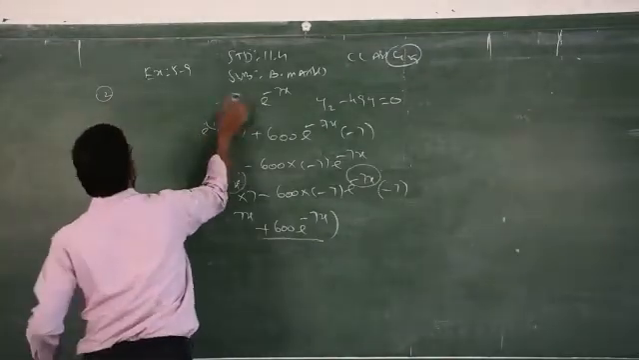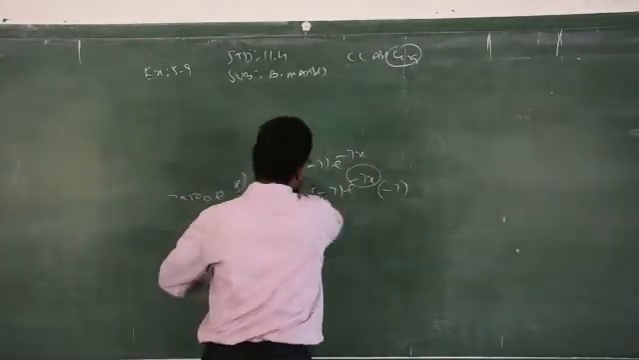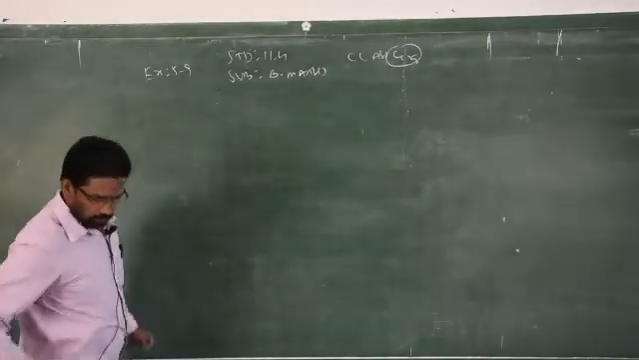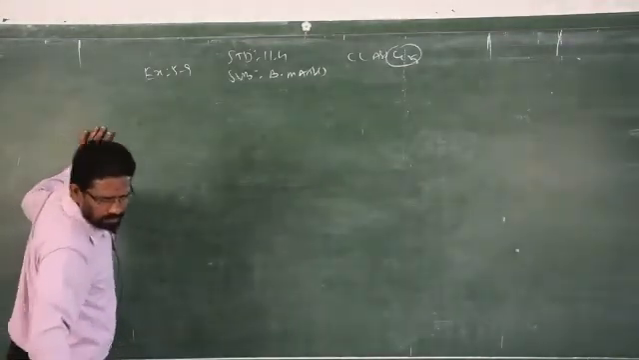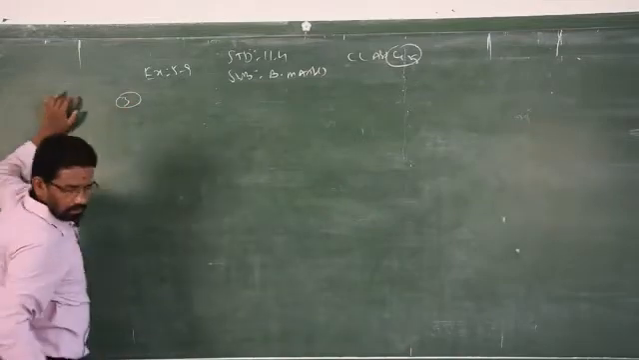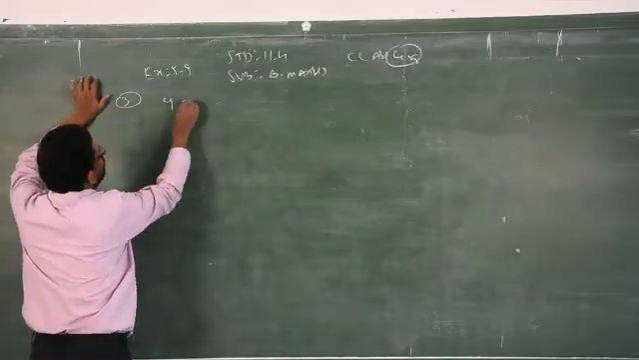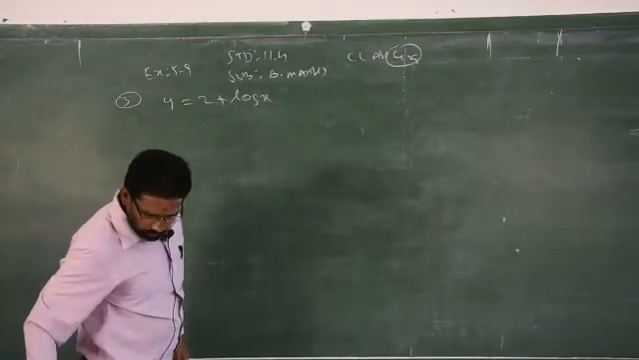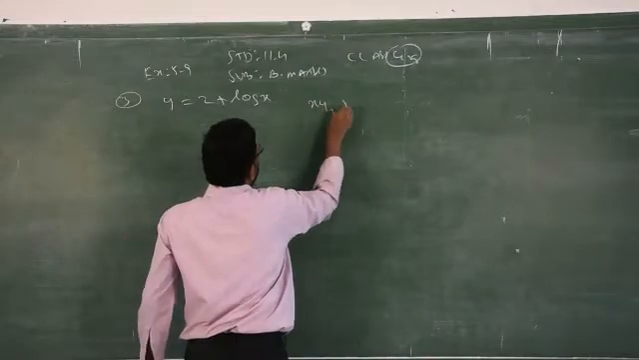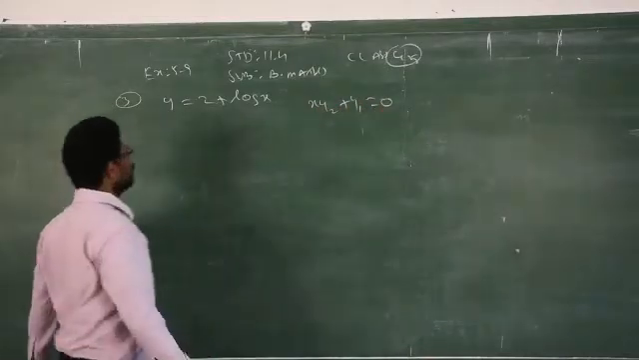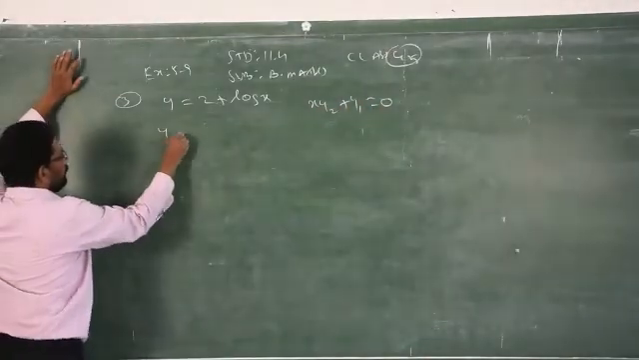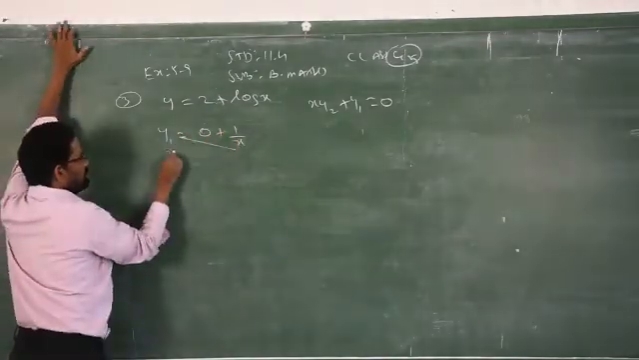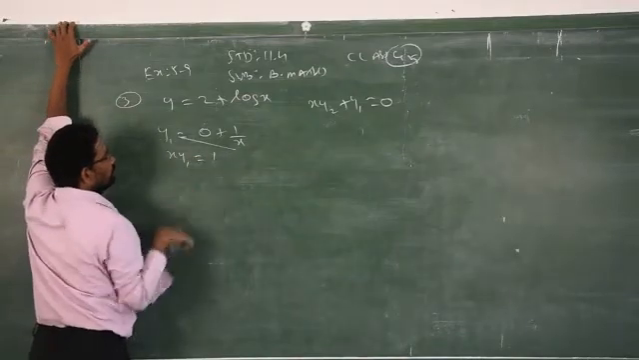The next question, question number 3. This is a very simple exercise. You will surely get 5 mark questions from this exercise, including the examples, so please go through the exercise properly. Sum number 3, that is y is equal to 2 plus log x. You are asked to show that x y2 plus y1 is equal to 0. As usual, first you have to find y1, that is first order, 0 plus 1 by x. Just cross multiply, x y1 is equal to 1.